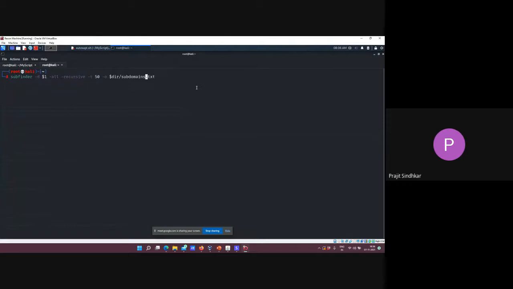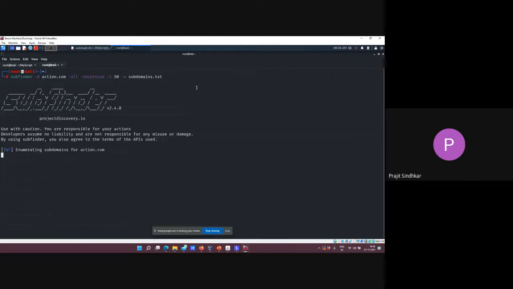So the first command I used is subfinder. Now, what is this command? I am doing the recursive action.com. I'm specifying my domain. I'm getting from all sources. Then threads I kept to 50, so it doesn't make much noise on the server. Then I'm keeping the output file as subdomains.txt, so whatever output I get will be stored in subdomains.txt.